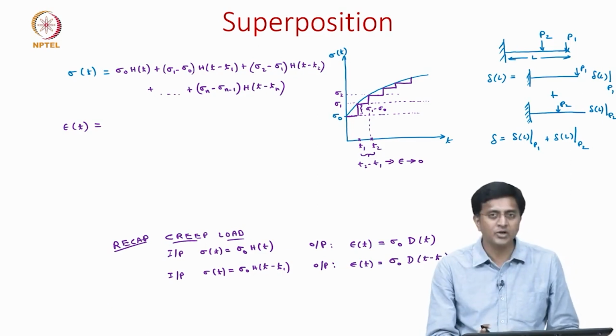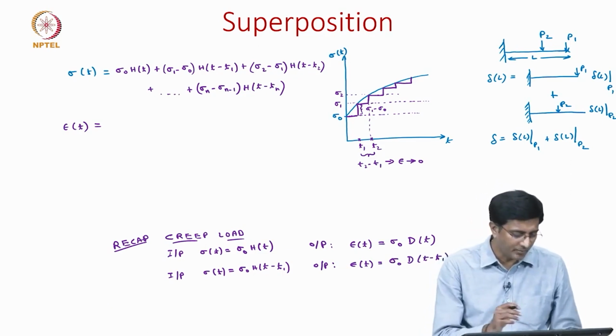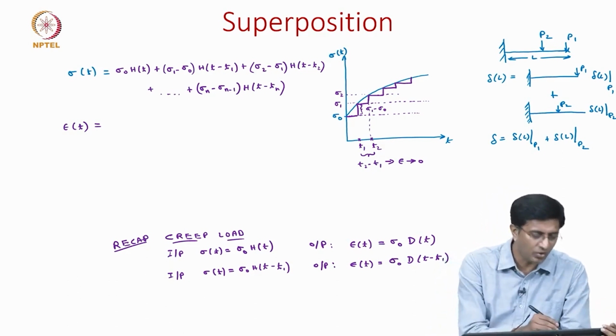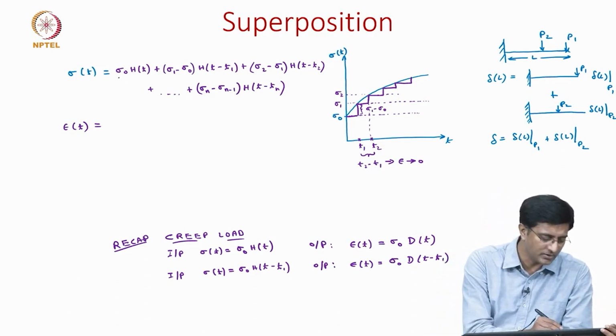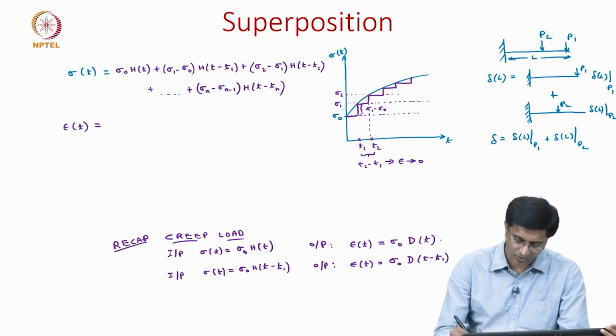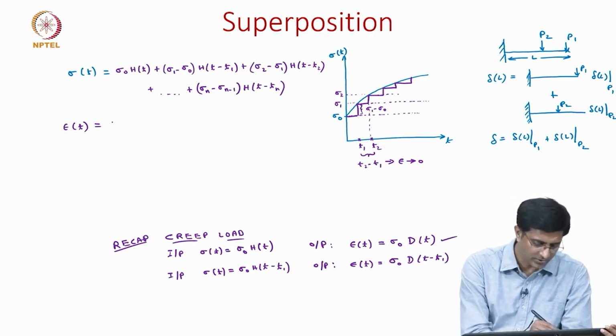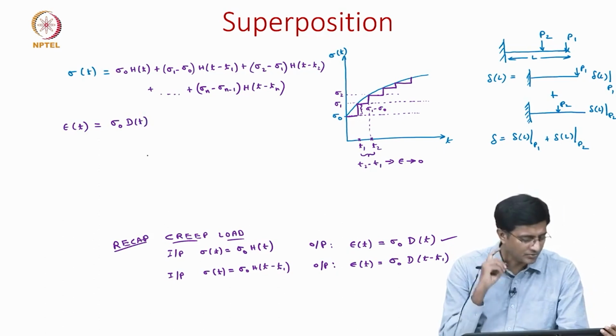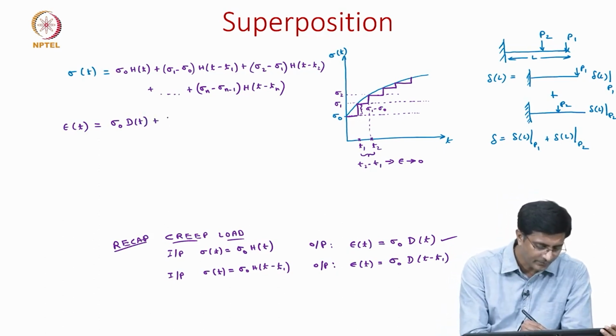So, with this information about the creep response, now let us get back and see what is the response to this arbitrary load. So, we will go one step at a time. The first step is this sigma naught times H of t. So, from this formula here, we can write that the response is sigma naught times D of t, the creep compliance for step load at time t equal to 0, plus sigma 1 minus sigma naught times again the creep compliance at time t minus t1.